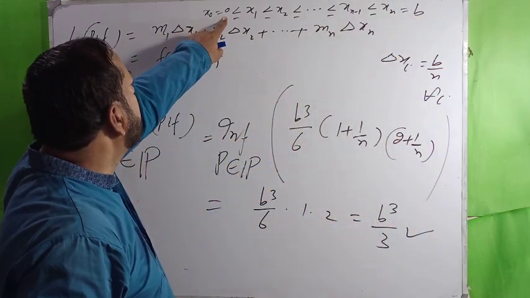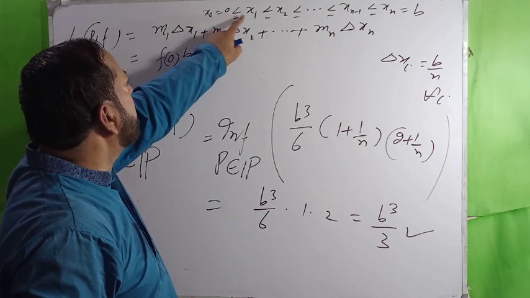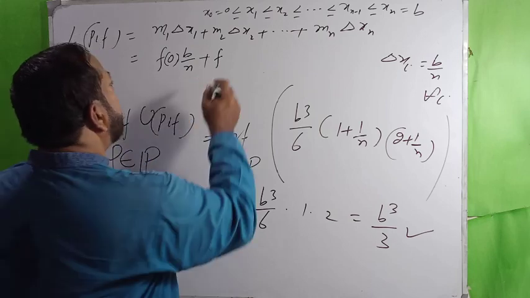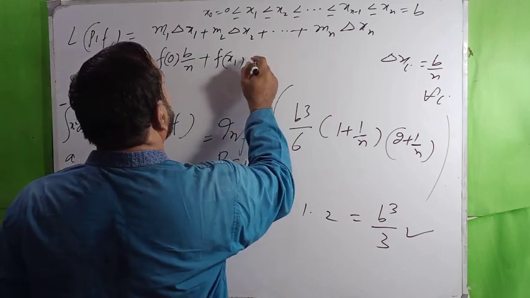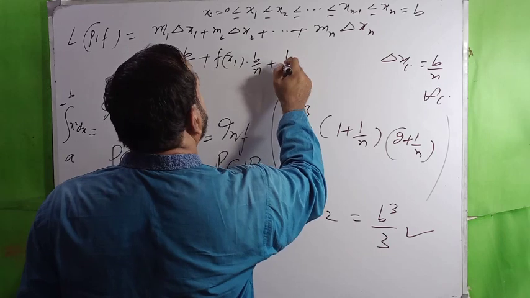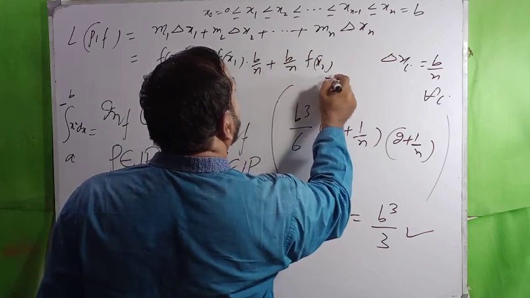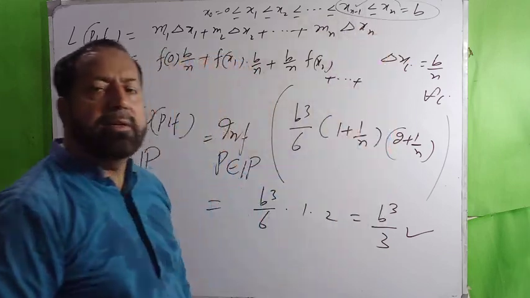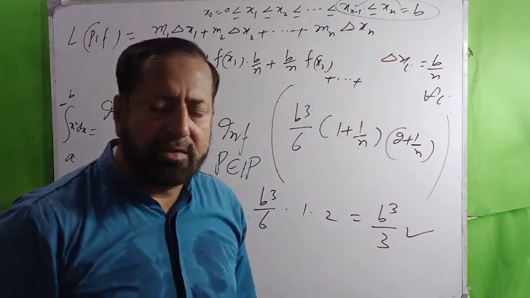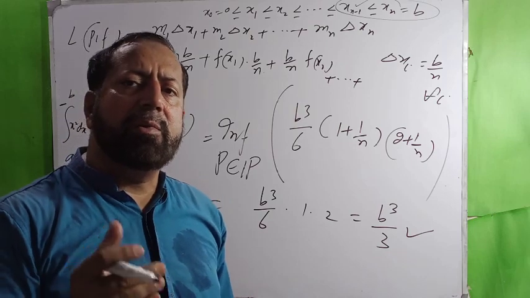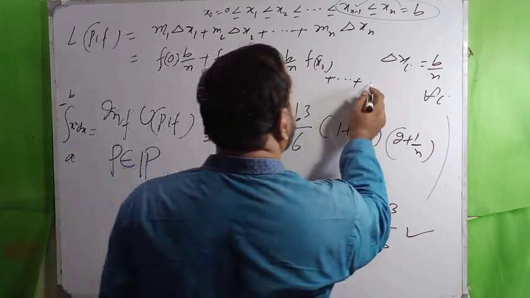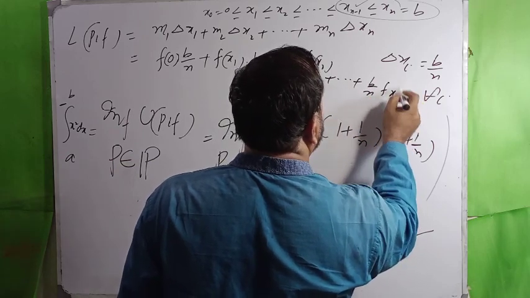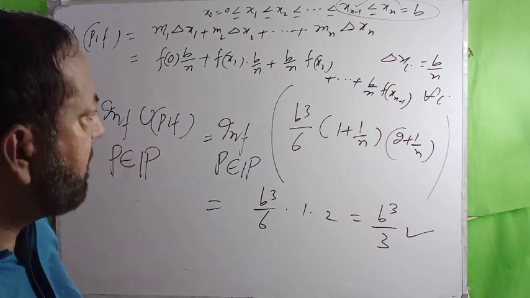So for the first interval you have infimum at 0, and for the next interval you have infimum at x1. This is equal to f(x1) into b by n plus b by n into f(x2) plus so on. In the last interval this would be at xn minus 1, because the function is increasing, so the infimum value would be at the first point. So plus lastly you are getting b by n into f of xn minus 1, right? This would be the answer.